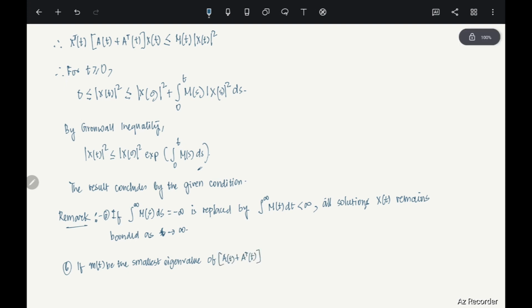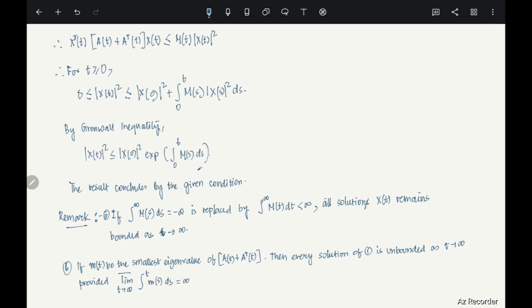Yes, if this is the case, then a beautiful thing happens: every solution of system 1 is unbounded as t tends to infinity, provided the lim sup as t tends to infinity of the integral of m(s) ds goes to infinity.